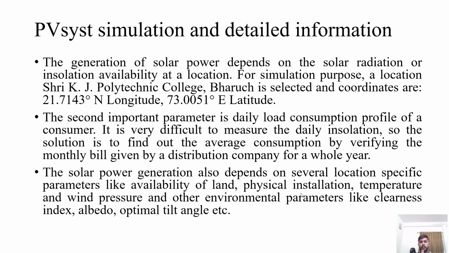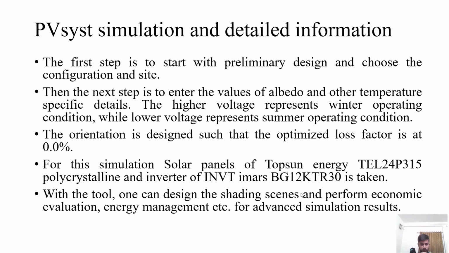The second important parameter is the daily load consumption profile of a consumer, but it is very difficult to measure the daily consumption. So the solution is to find the average consumption by verifying the monthly bills given by the distribution company for a whole year. Solar power generation also depends on several location specific parameters like availability of land, physical installation, temperature and wind pressure, and other environmental parameters like clearness index, albedo, optimal tilt angle, etc. These are needed for the detailed simulation.